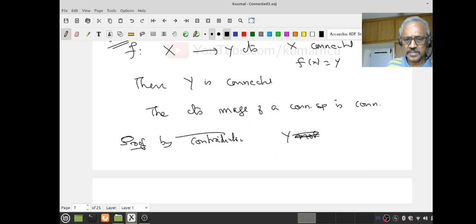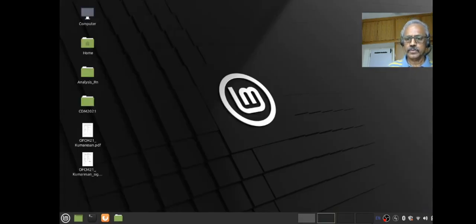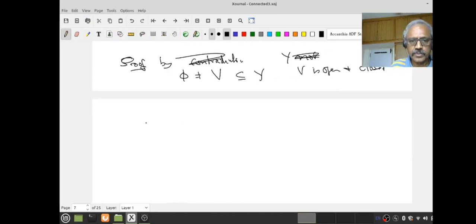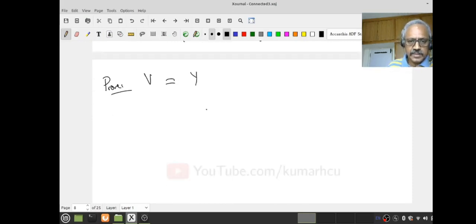Or let us simply say, let V be a subset of Y which is non-empty. Assume V is open and closed. Then what should I prove? Then I should prove V is all of Y. Okay, let us try to do that. Suppose V is not Y.